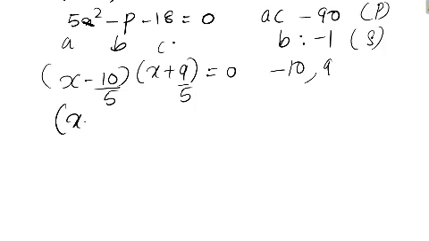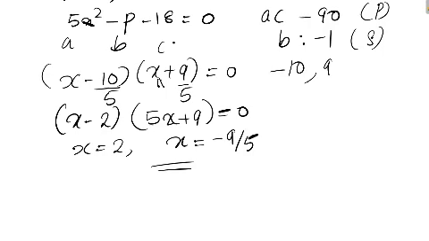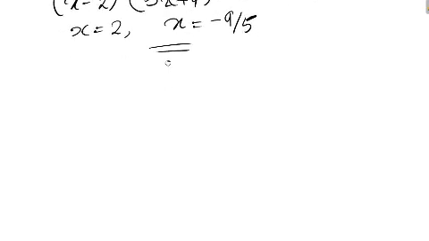So this becomes x minus 2 into this one becomes 5x plus 9. 5x plus 9 is equal to 0. So we can write x is equal to 2, and this one using zero product property we can equate this one to 0. So x is equal to negative 9 over 5. These are the solutions. Okay, so we can do the last question.